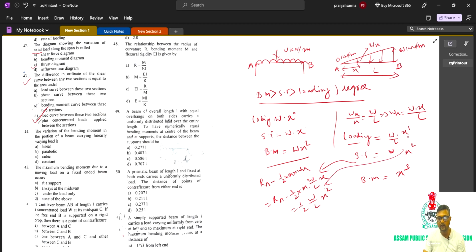The shear force is 1 degree higher than the loading, and the bending moment is 1 degree higher than the loading. That is cubic parabola. So answer will be what? Cubic. It's not parabolic. This is for UDL. This is for linearly varying load. So answer is C, 44. Right.